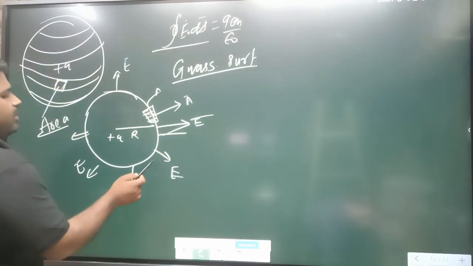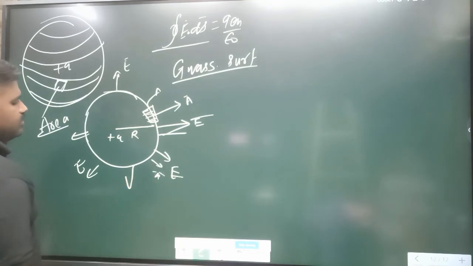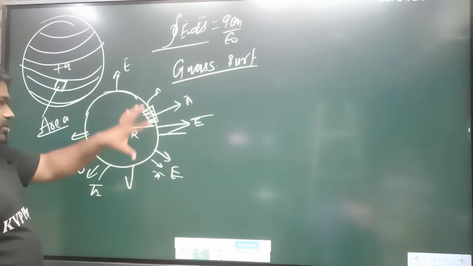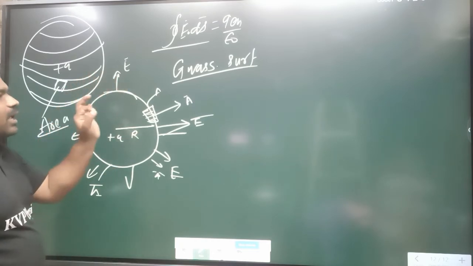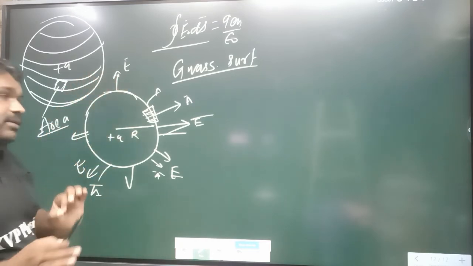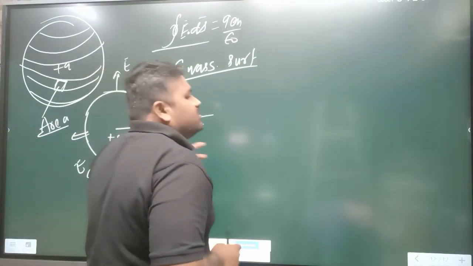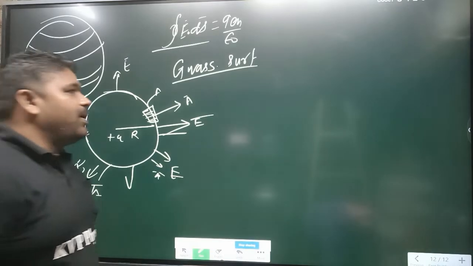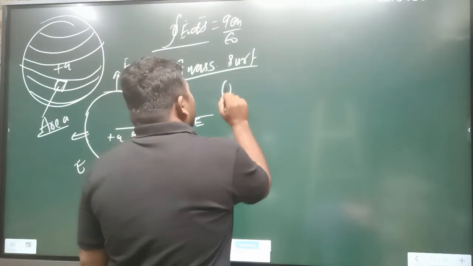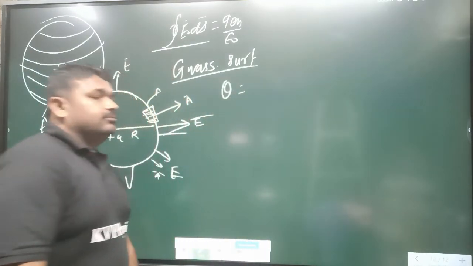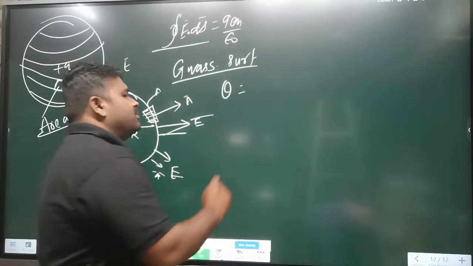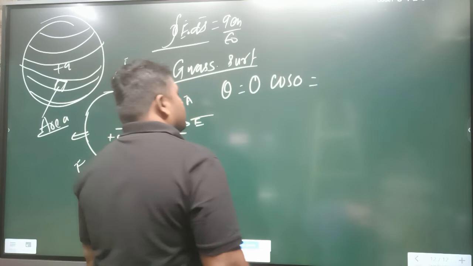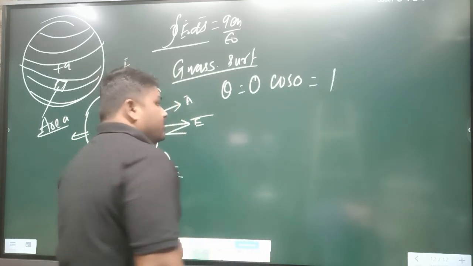Similarly here, this is the direction of the area vector A bar. Here also, the area vector is the same. It means on this surface, the area vector and the electric field vector direction are the same. Same means these two quantities are parallel to each other. What is the angle between them? Theta is equal to 0, cos 0 is 1. Got it?